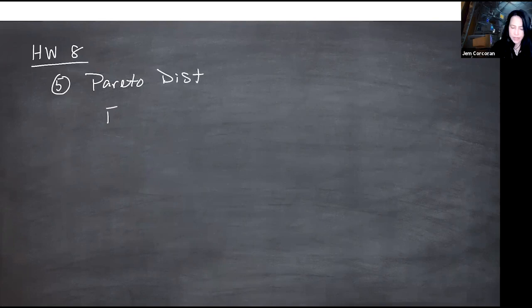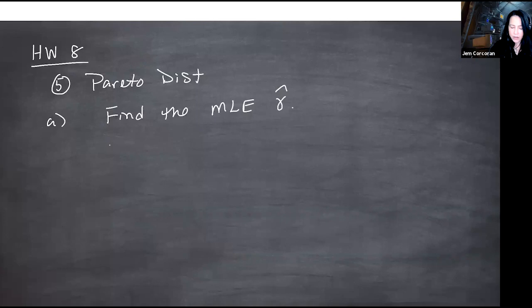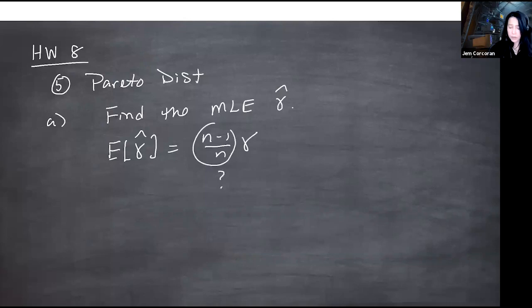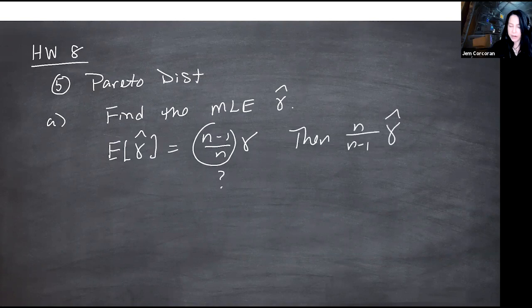So for part A, you would find the MLE, which would be gamma hat, and then you would look at the expectation, and you're going to get something, right? This is made up. But then you would have n over n minus 1 times your estimator, which would be the unbiased estimator made from the MLE by adjusting it. That's what it meant to say: find an unbiased estimator based on the MLE.